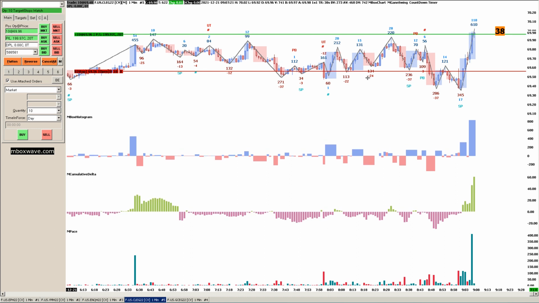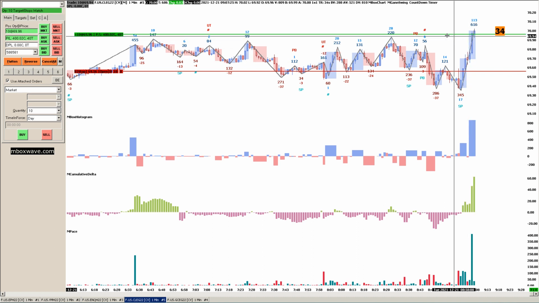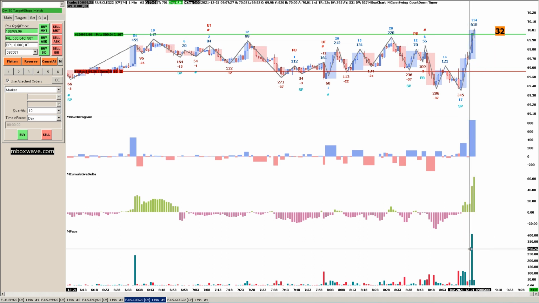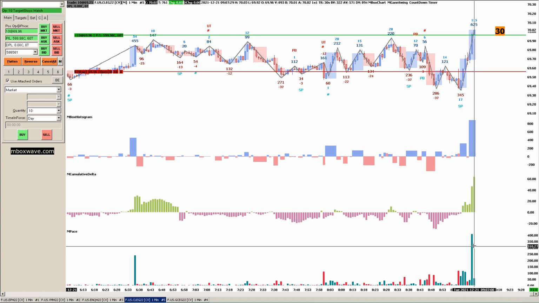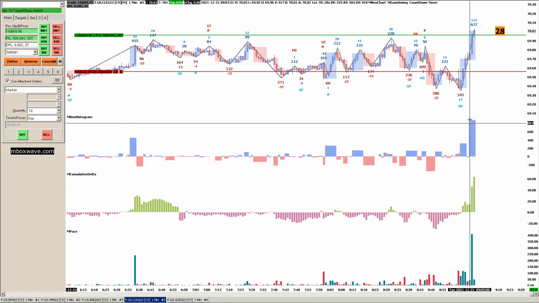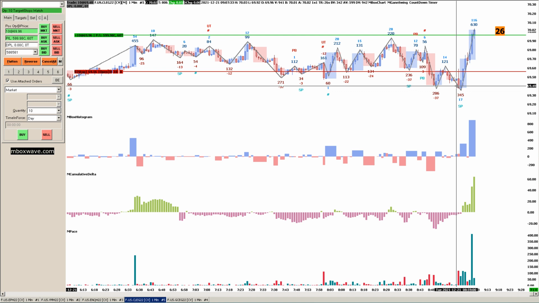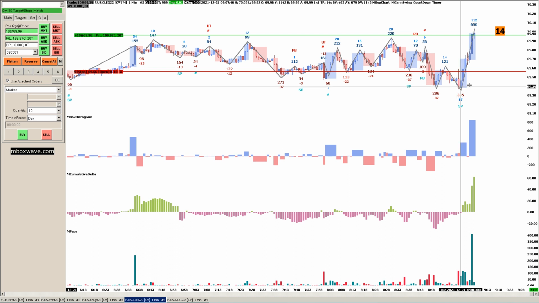Got in a long position. This looks like a strong breakout right here, accompanied with a really big pace of offers. Usually I trade more pullbacks than breakouts, but when I do see a strong breakout, I will trade it. So I'm just going to go into the analysis and let's see what happens.